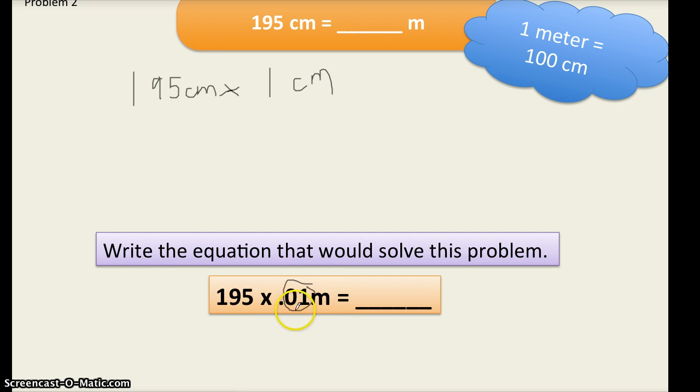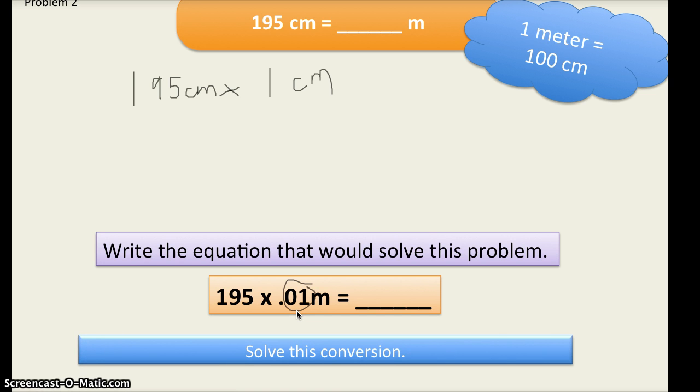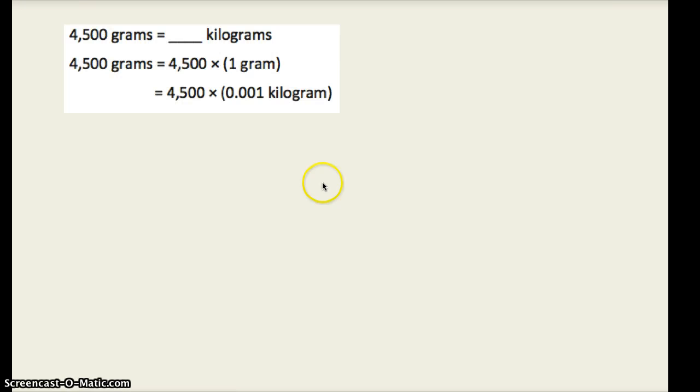And when I'm multiplying a decimal, all I have to do is just look at my decimal. I have 2 spaces, so that means I'm moving this 2 spaces over. My answer would be 1 and 95 hundredths of a meter. Okay, you get to try this one.